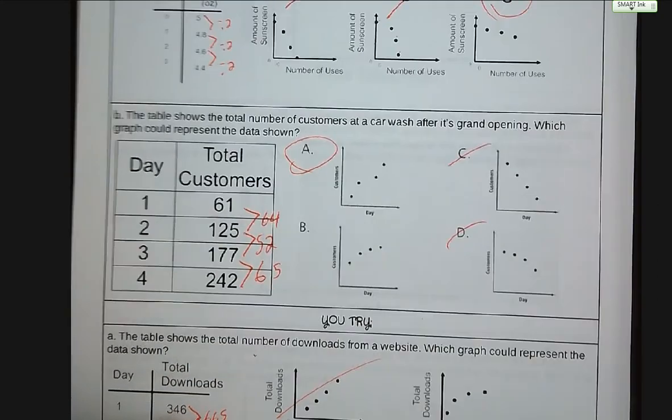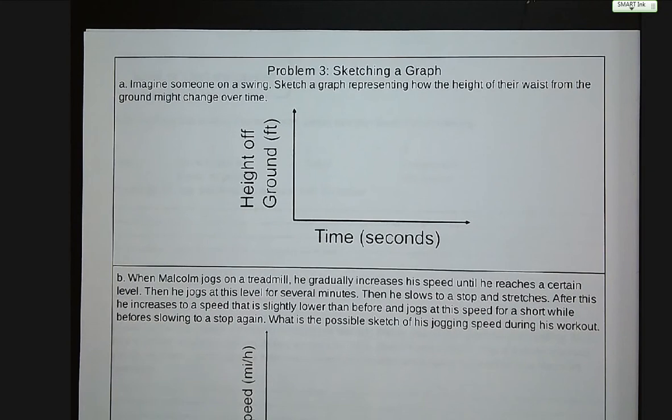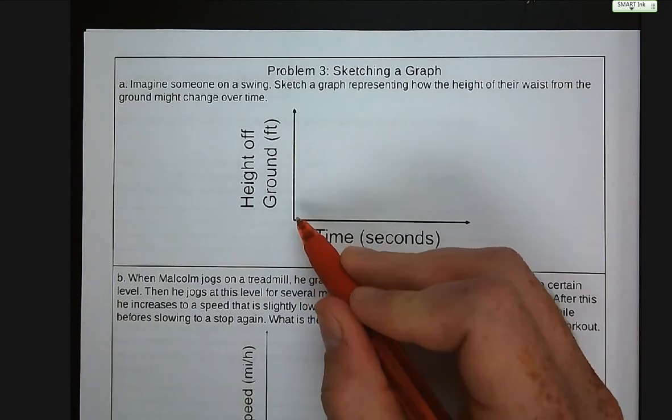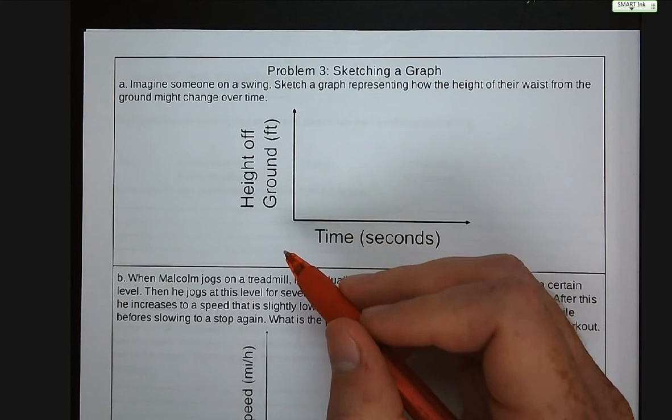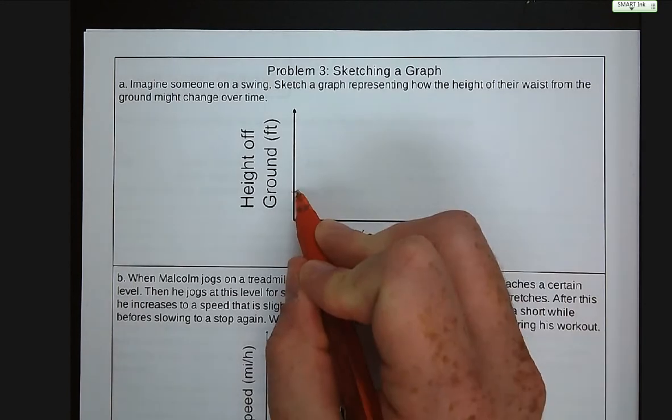All right. Problem number 3, sketching a graph. Imagine someone is on a swing and we want to sketch a graph representing how the height of their waist from the ground might change over time. So first of all, if you are on a swing and we're measuring where your waist is, so your belt line, are you going to be starting your graph at 0? No, it wouldn't make sense because your butt is not on the ground when you're on the swing. If you are, that swing is broken and you might want to pick a different one. So you're going to start somewhere, we'll just say right here.